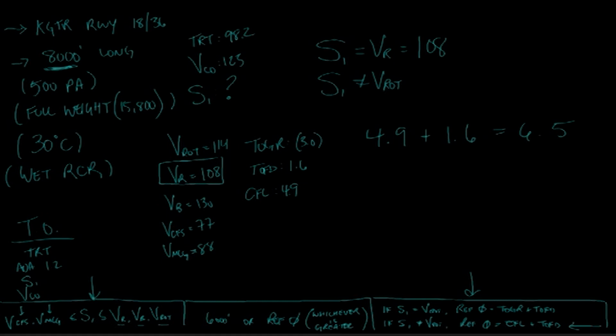The last thing is to compare our runway available to our runway required. We have 6,500 feet required, which is our distance to reference zero, and that is less than our 8,000 feet available. So for this takeoff in these conditions, we know that we can legally take off and that we are safe.